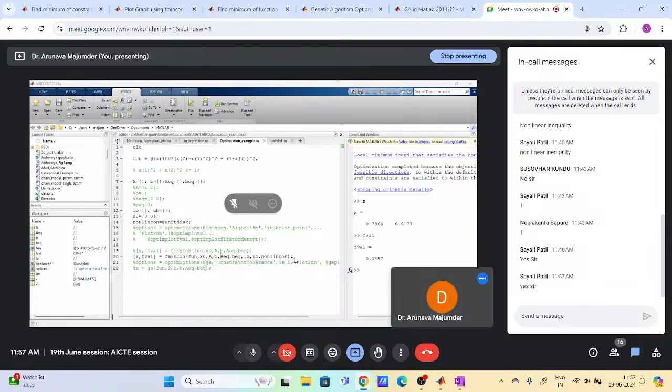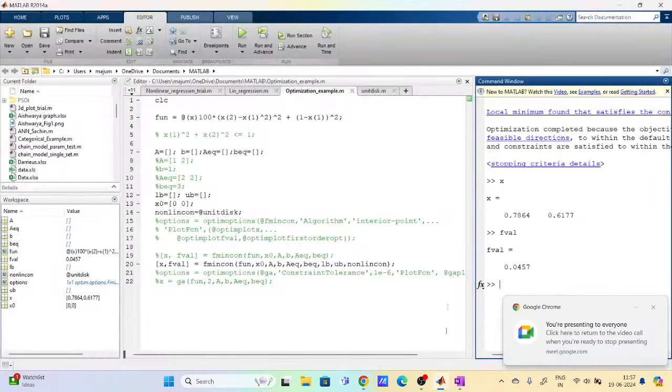Okay. Now the next task: how to plot the plot functions, meaning graphical representations. Since fmincon uses some algorithms, the use of the fmincon function is based on 4 different algorithms in MATLAB. Let me explain.